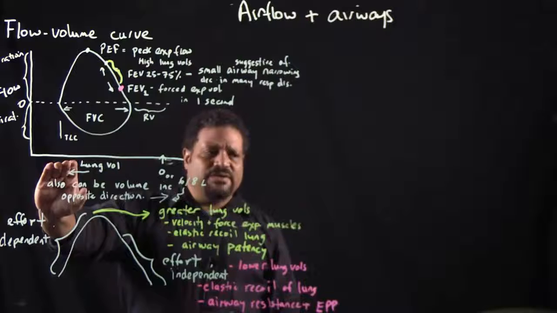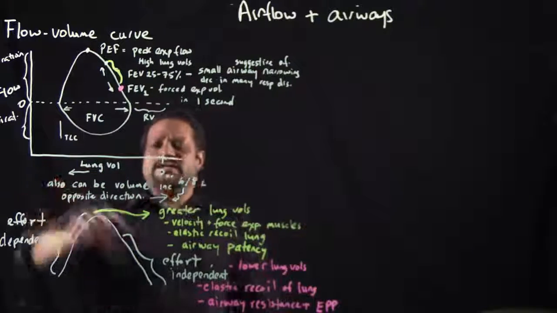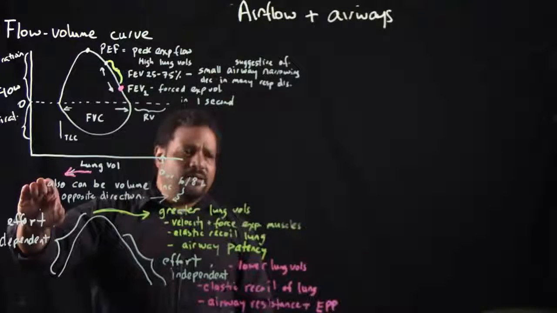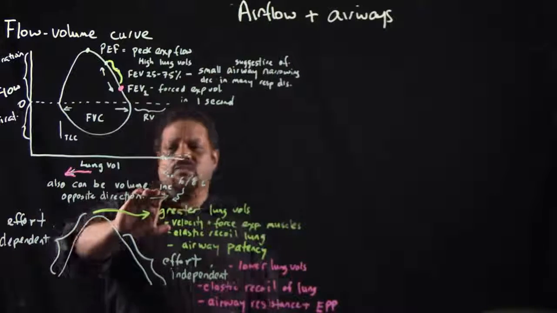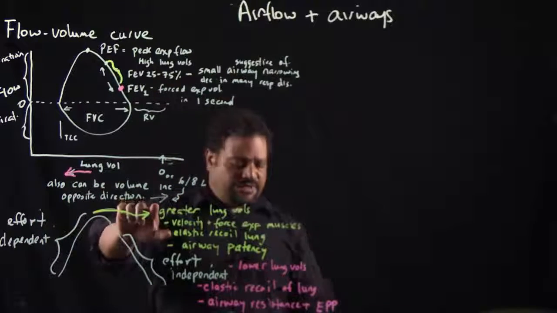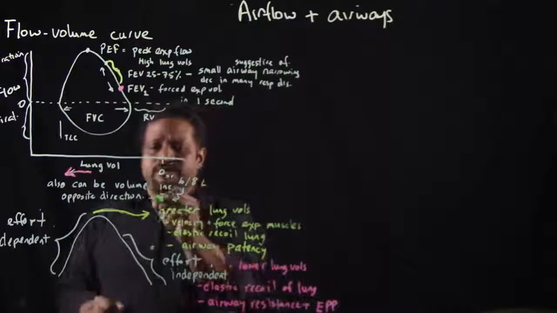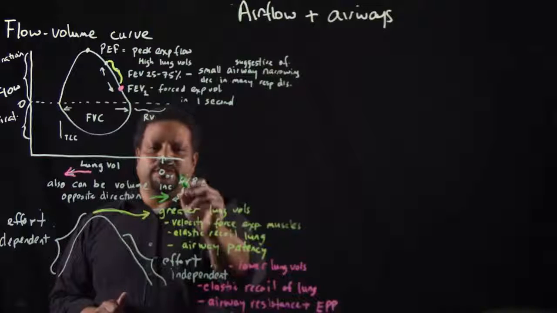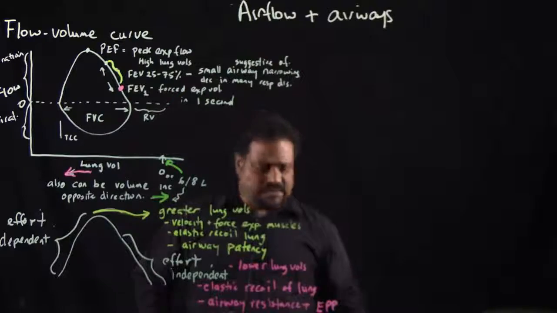I want to point something out that's very important. On the x-axis, you can have lung volume decreasing in this direction. But it can also be presented as a volume, okay, where it will increase in that opposite direction. So it will basically increase in this direction, and typically you'll have 6 to 8 liters written on here, okay? So pay attention to that x-axis.